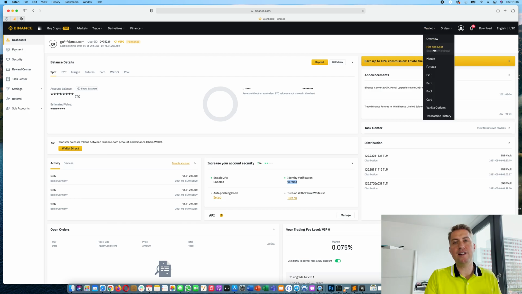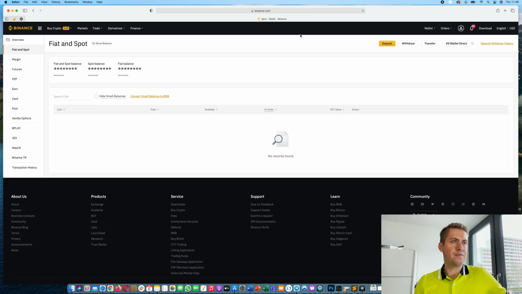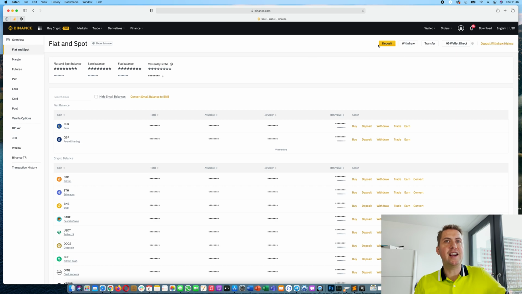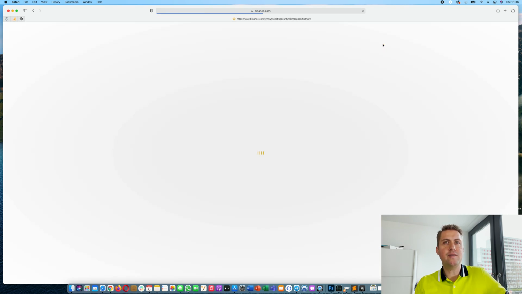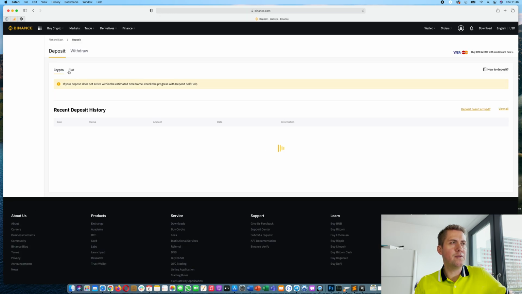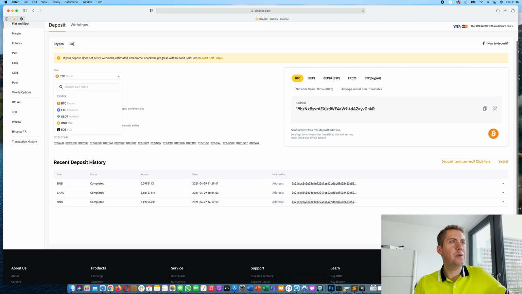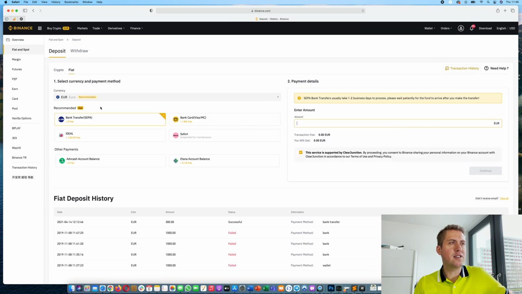So once you are verified, the next thing we can do is deposit some money into our Binance account. In order to do that, we just click here on Fiat on Spot Wallet, and then we can click Deposit here. Then we can decide if we want to deposit crypto. So we can deposit any cryptocurrency that we want, or we can deposit fiat currencies. For example, if we want to deposit euros, we can choose between a bank transfer or depositing something with our credit card, like a Visa or MasterCard.